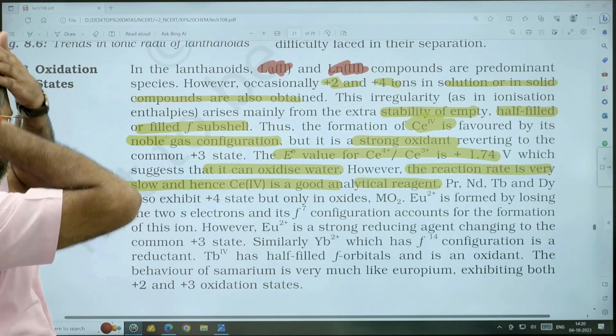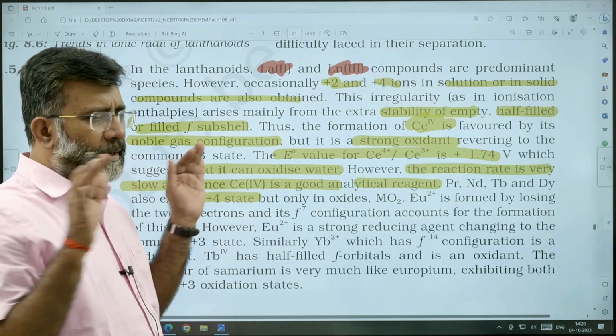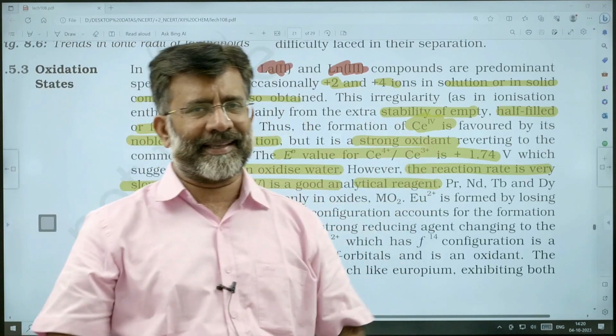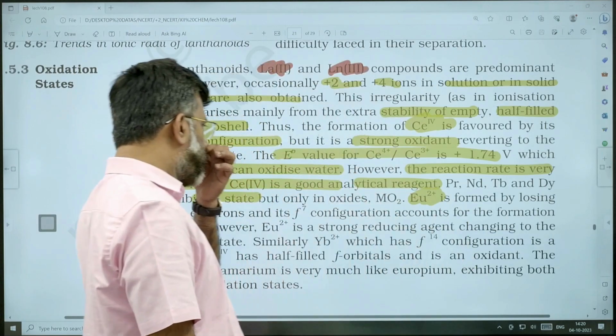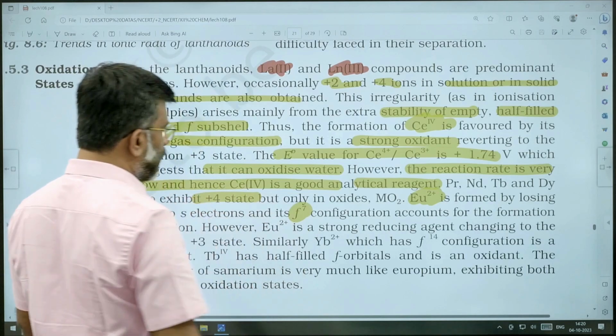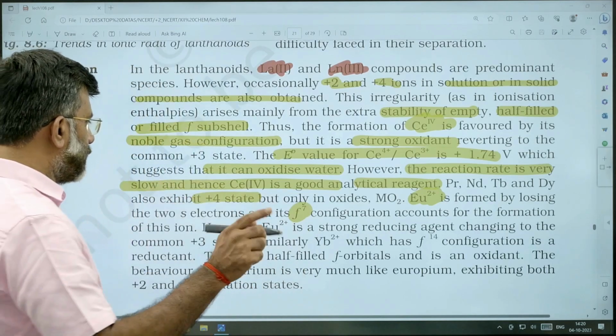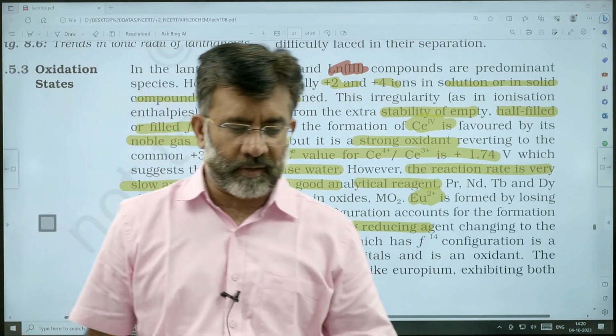There are many elements which exhibit the +4 state. All +4 states will be oxidizing agents. All +2 states will be reducing agents. Europium 2+ is obtained because of the f7 configuration. But it is a strong reducing agent. Why is Europium 2+ a strong reducing agent?